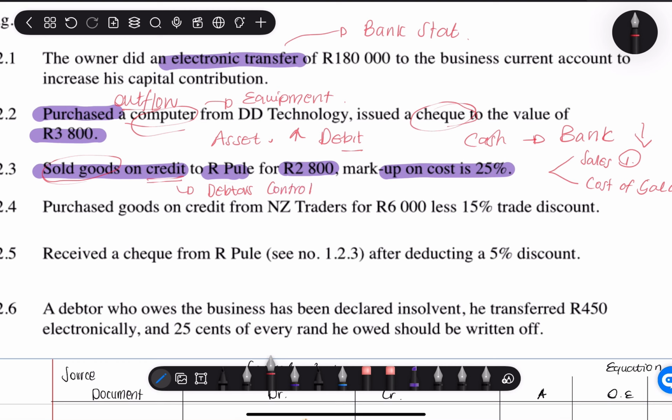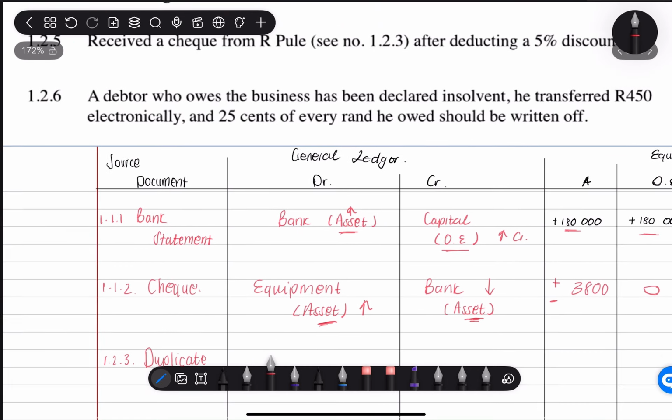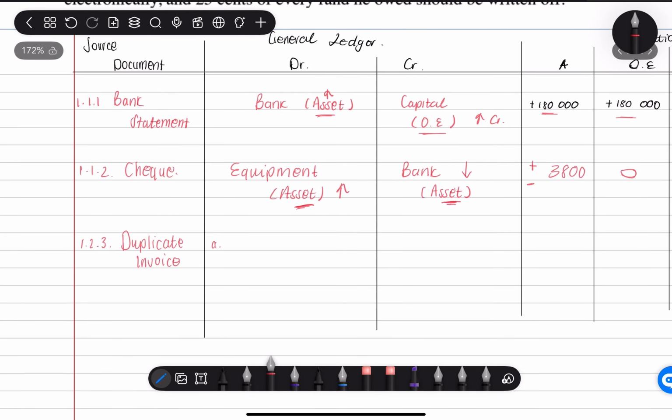And then credit sales. But if it was cash, it would be bank. So let's write the first one down. So A, we've got debtors control. This is an asset account. So even though they didn't give us the money, it's on credit, we're waiting for them to pay us. They took the goods and we're waiting for them to pay us.